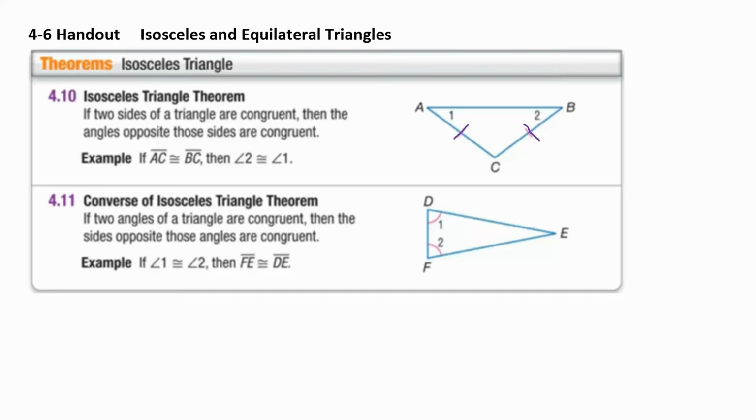The isosceles triangle theorem states that if two sides are congruent, making it isosceles, then the angles opposite those sides are congruent. So the base angles here are congruent. The converse is the opposite of it. That says if you're given that two angles in a triangle are congruent, then the sides opposite those angles are congruent, making an isosceles triangle.